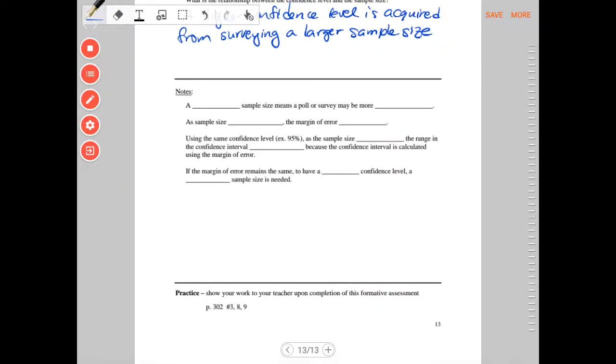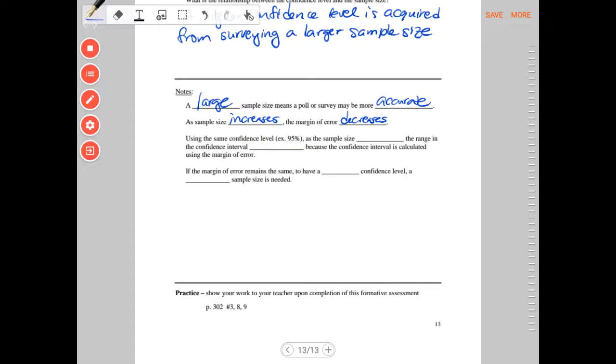Okay, let's fill in a few notes. A small sample size means a survey may be less accurate, a large sample size means the survey may be more accurate. As a sample size increases, the margin of error decreases. We're more likely to be right, so the margin of error would decrease the bigger our sample size is.